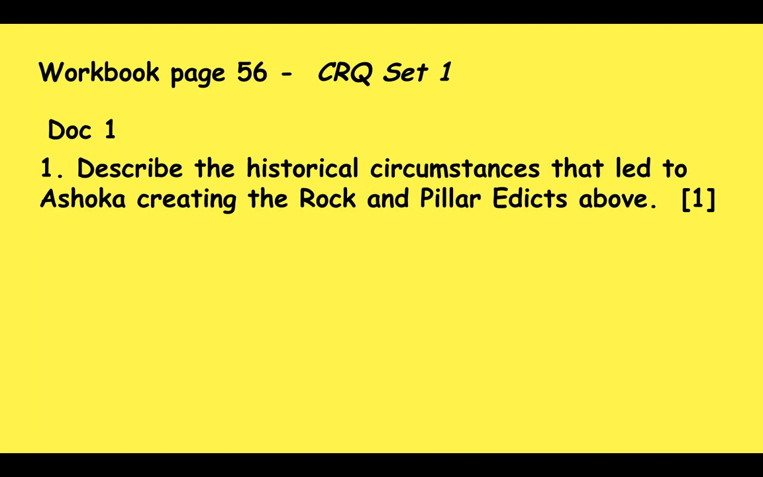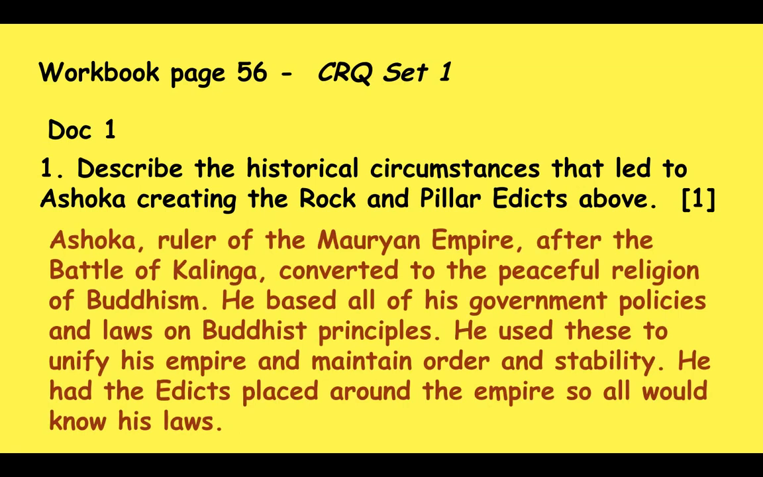Welcome back. Here's my answer, very similar to what I said earlier. Ashoka, ruler of the Mauryan Empire, after the Battle of Kalinga, converted to the peaceful religion of Buddhism. He based all his government policies and laws on Buddhist principles. He used these to unify his empire and maintain order and stability. He had his edicts placed around the empire so all would know his laws.